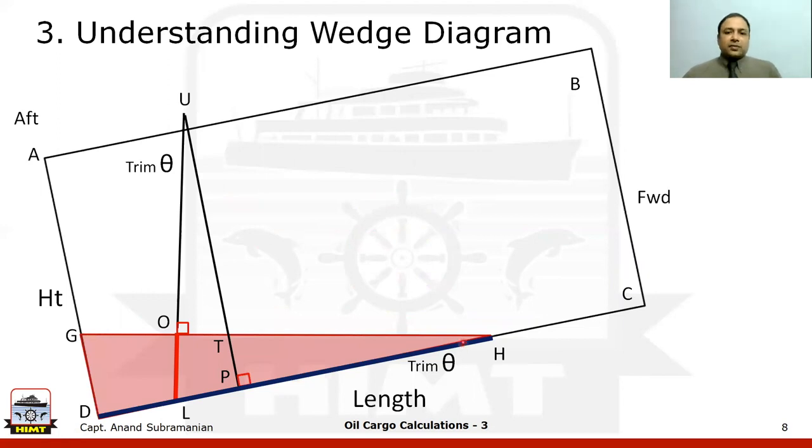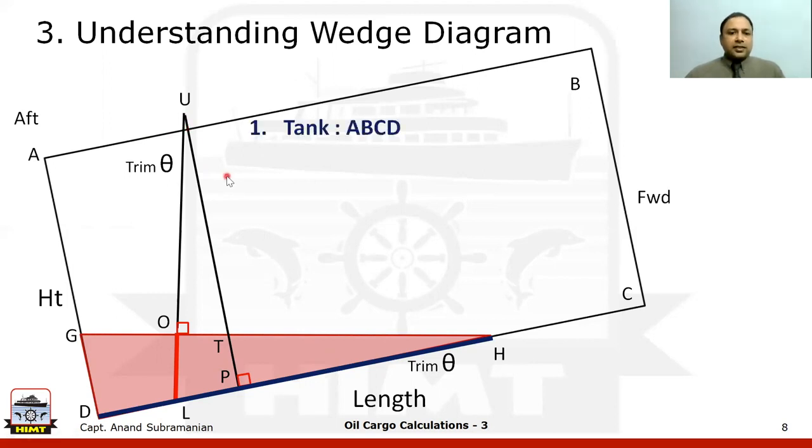Let us now understand the wedge diagram. So this is what we have, a tank ABCD. Tank ABCD is trimmed by the stern. This is the forward section, this is the aft section, and the trim has caused this trim theta. Now this is trim theta in degrees and not in meters. We have a sounding pipe, point U, located at a distance x from the aft bulkhead, and the sounding pipe has a value h, the height from the tank top. Whenever we find these values, the LH tape is going to be suspended from this point U. So strictly speaking, we have to make all our calculations from this point U and not the tank top.